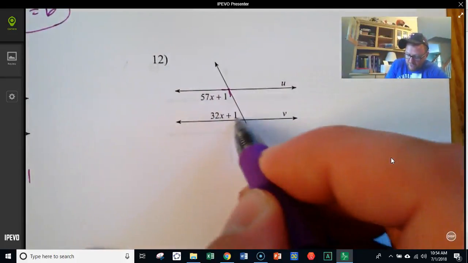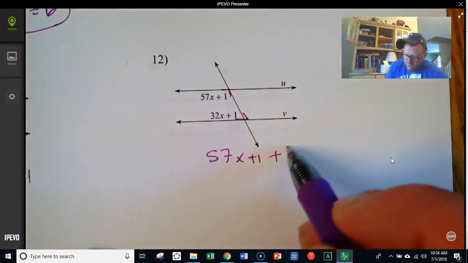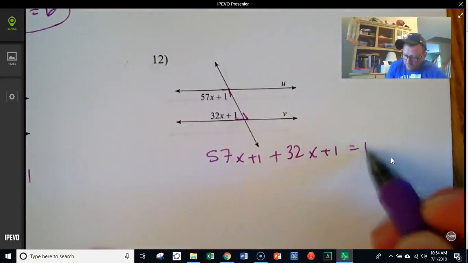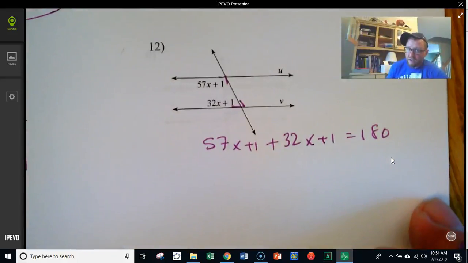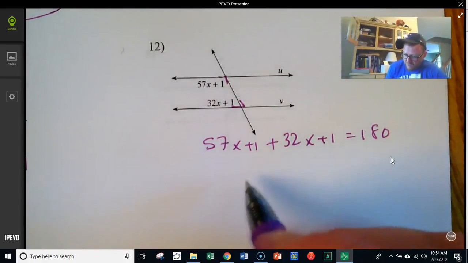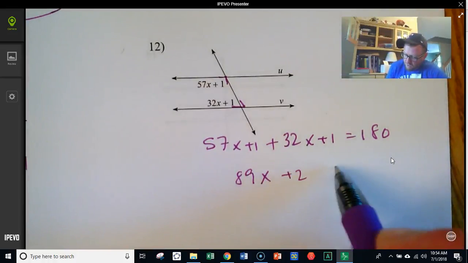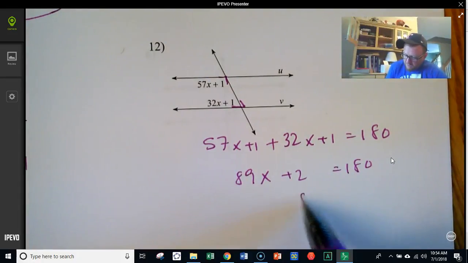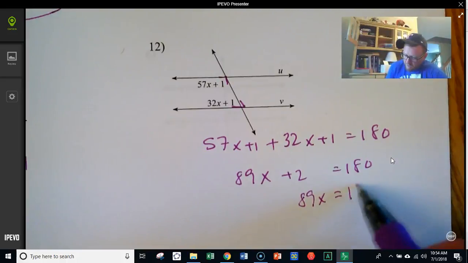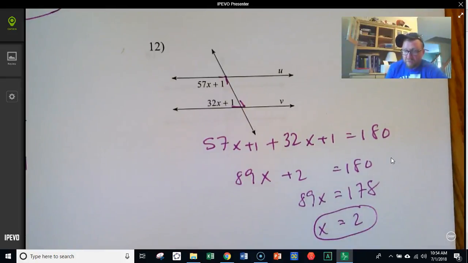Here we've got same side interior angles. So if 57x plus 1 plus 32x plus 1 equals 180 altogether, the angles are supplementary and the lines are parallel. So let's see, we got 57 plus 32, that's 89x, that's a radio station, plus 2 equals 180, take away 2 from each side, 89x equals 178. Divide by 89 on both sides. Well, 90 goes into 180 2 times, so 89 goes into 178 2 times. X equals 2.